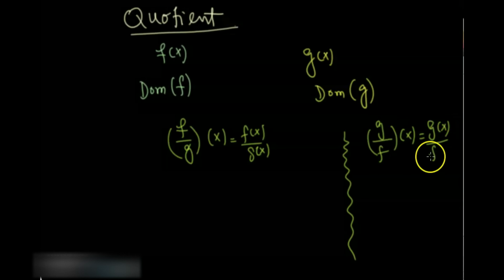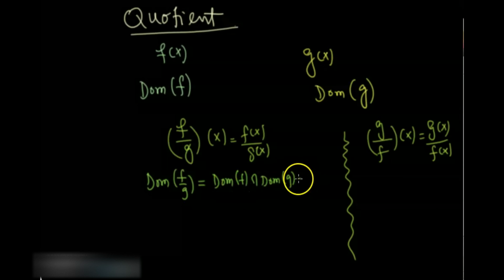Now the next question to be answered is, what is going to be the domain of this function f over g? The domain is going to be the domain of f intersection with the domain of g. Further, after taking the intersection, you have to subtract those values of x where g of x is 0. So you first take the intersection, and then whatever the answer is, you exclude those values where this denominator is 0.